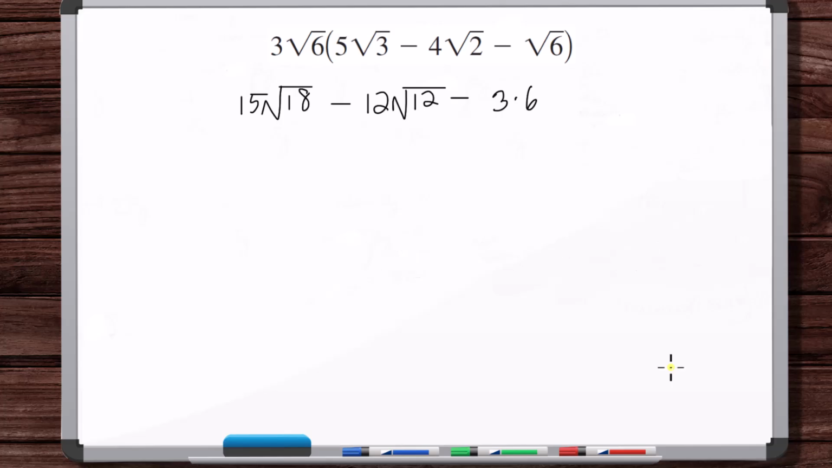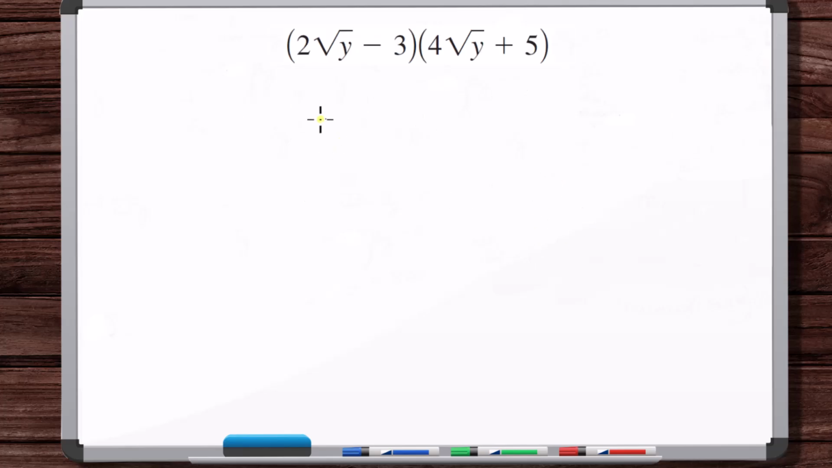So 9 times 2 is 18. 4 times 3 is 12, so take out a 3. 15 times 3 is 45, root 2. Take out a 2 here. 12 times 2 is 24. And then 18. There we go.